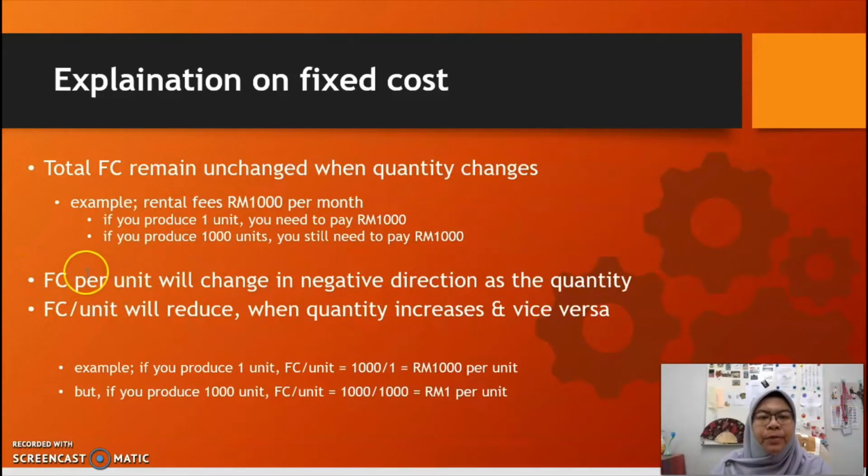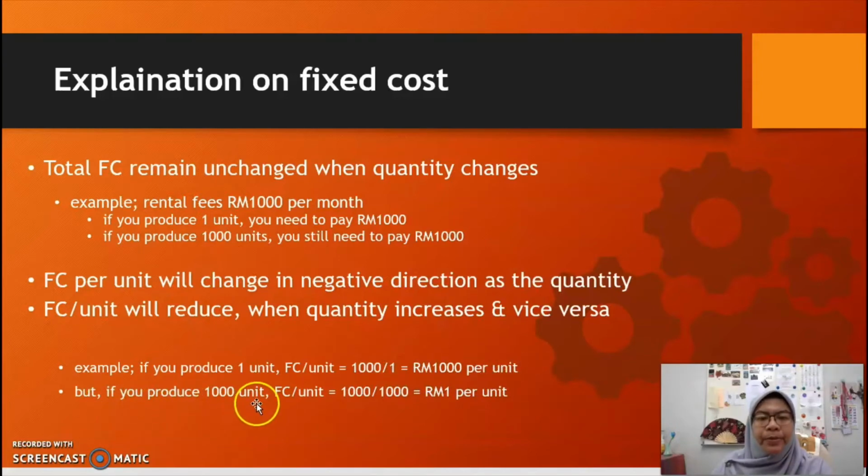Next, we move on to fixed cost per unit. Fixed cost per unit will change in the negative direction as the quantity, meaning here fixed cost per unit will reduce when quantity increases and vice versa. For example, if you produce one unit, we take the rental fees just now, the fixed cost per unit is 1,000 ringgit divided by one unit, so it is equal to 1,000 ringgit per unit.